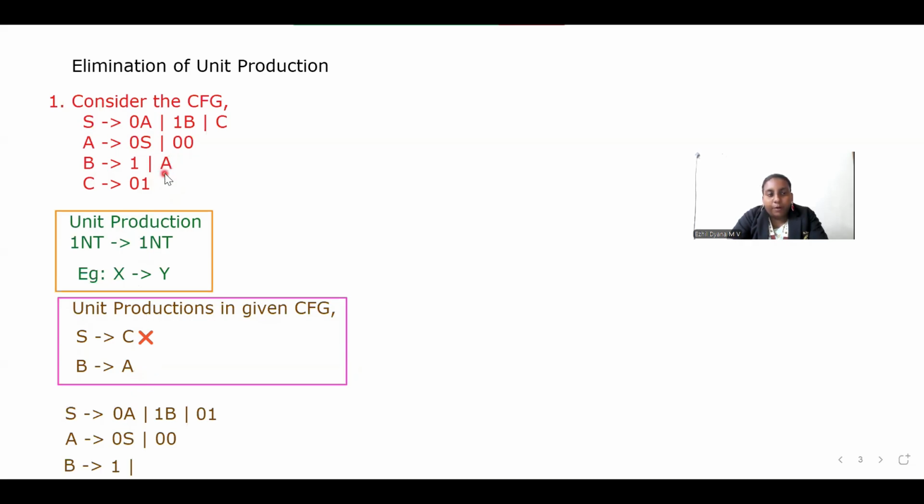In order to eliminate this, I have to replace this A with the production rules of A. I have two production rules, A tends to 0S and A tends to 00. I will replace this A with these two productions. So instead of A, write 0S, the first production rule of A, and then 00, the other production rule. Thus we have eliminated the unit production B tends to A. Now we have one more production, C tends to 01. There is no change in it, so write it as it is because it doesn't have any unit production. This is how we will eliminate the unit productions.